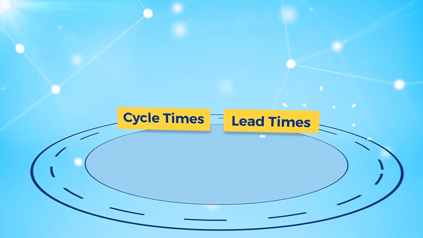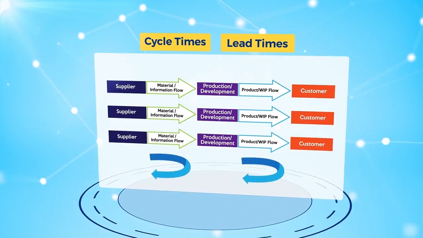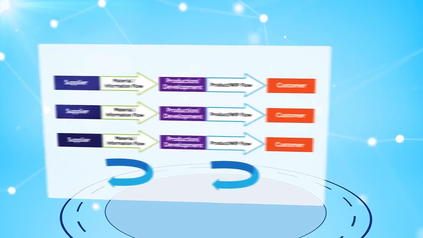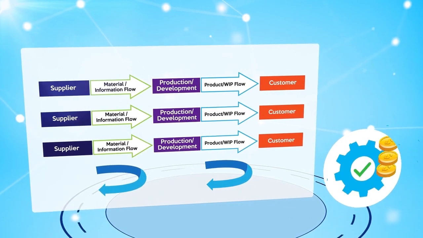Cycle times and lead times are an important measure when implementing Kanban and a pull-based flow system. They can be used to identify where an organization can gain efficiencies and benefit financially.